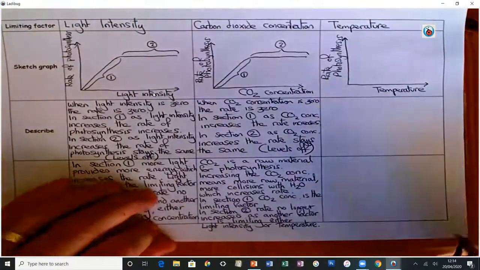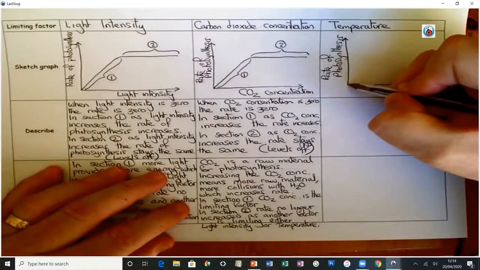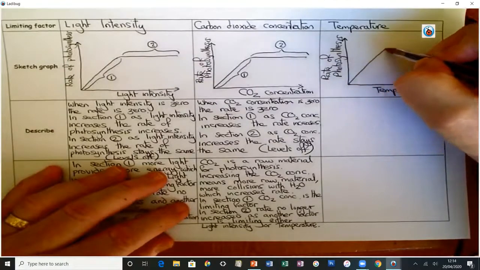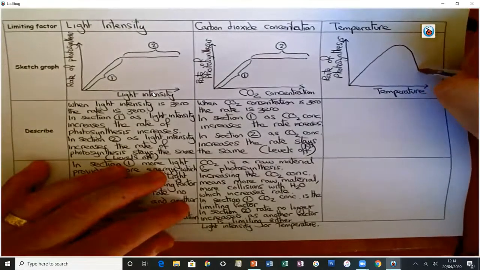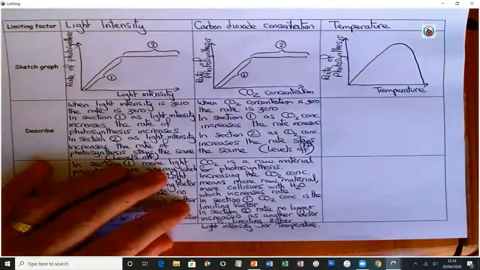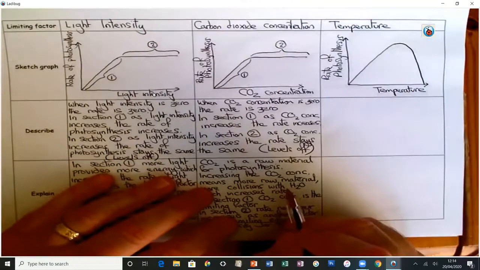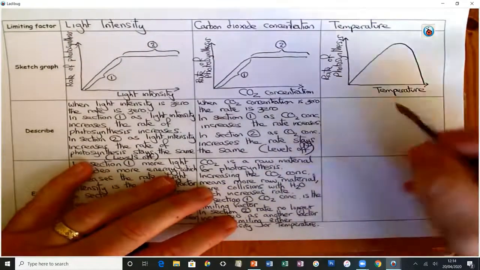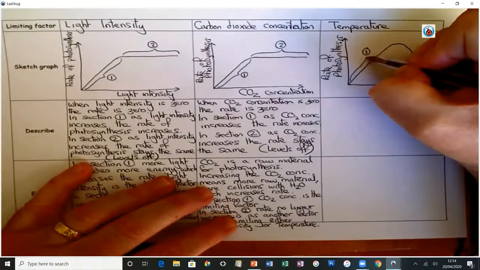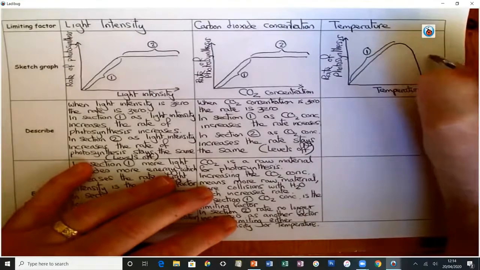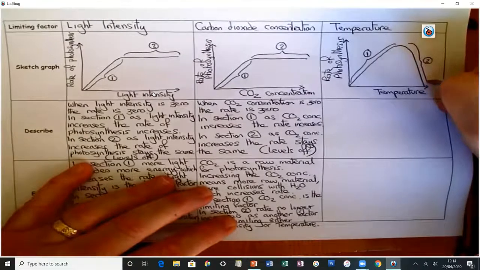Now the graph starts off the same. As temperature increases, the rate of photosynthesis increases until we get to a point where increasing the temperature causes the rate to decrease and eventually photosynthesis stops. Okay, so let's describe what's happening. Again, I'll split it up into sections. So if we've got section 1, the increase, and section 2 will be the decrease.